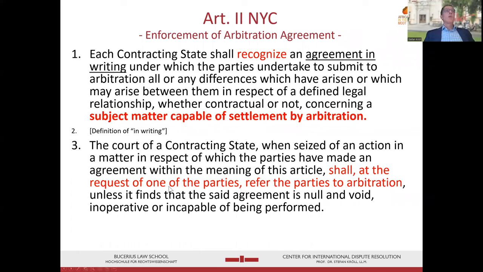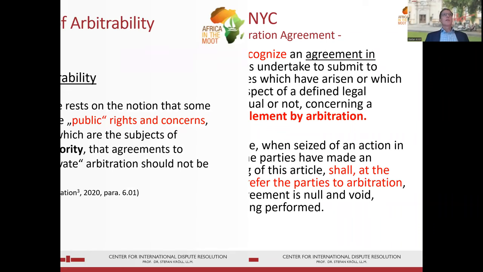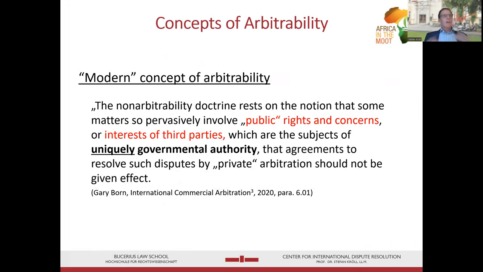So the question is, when is a subject matter capable of settlement by arbitration? Let's have a closer look at the concept of arbitrability. And when you look at the concept of arbitrability, which had been summarized by Gary Born in the following way, the non-arbitrability doctrine rests on the notion that some matters so pervasively involve either public rights and concerns or the interests of third parties, which are the subject of unique governmental authority, that agreements to resolve such disputes by private arbitration should not be given effect. So you have two underlying principles which may limit arbitration.